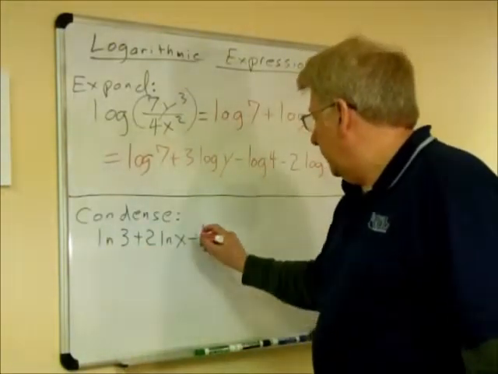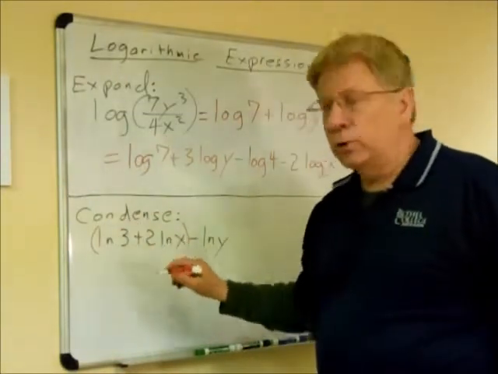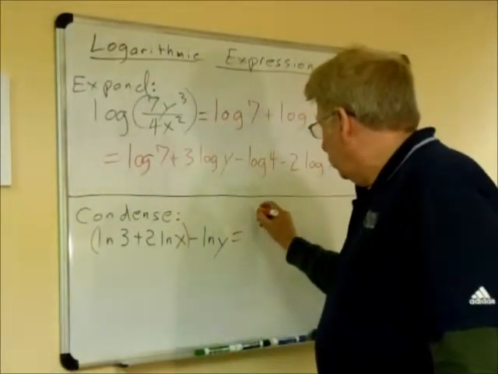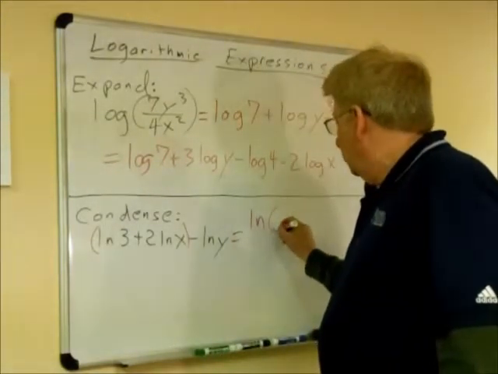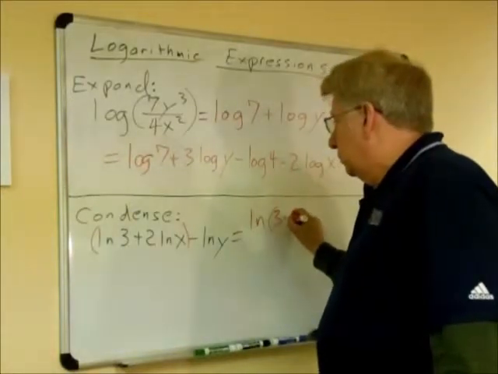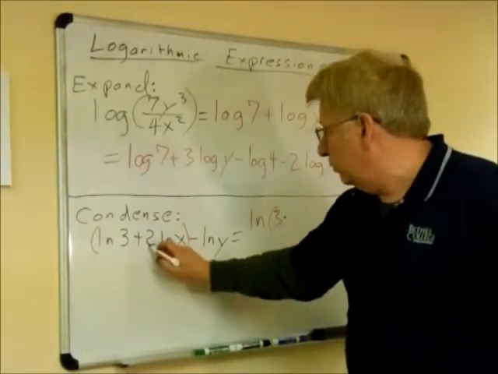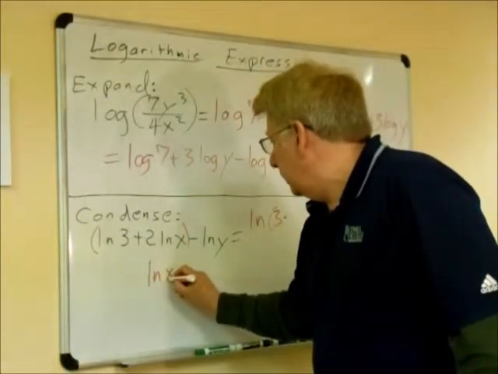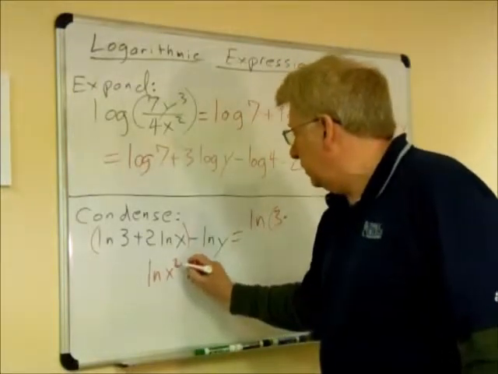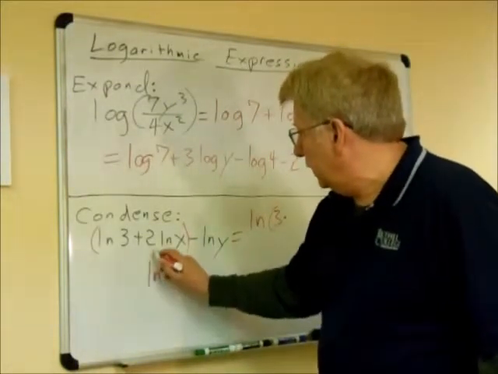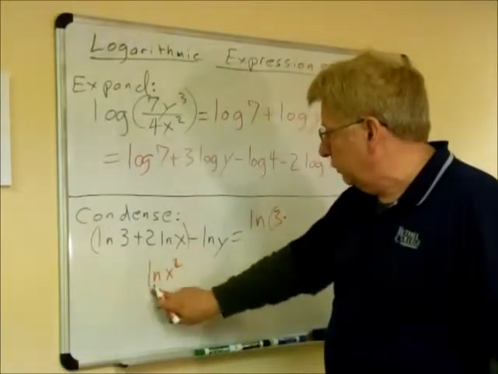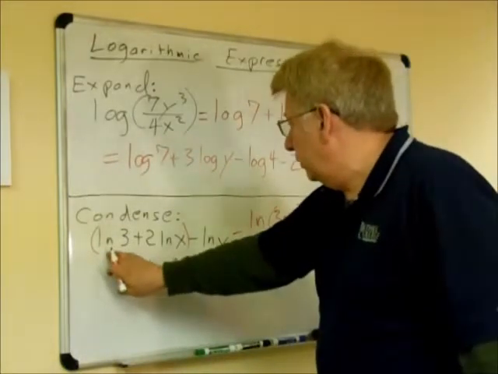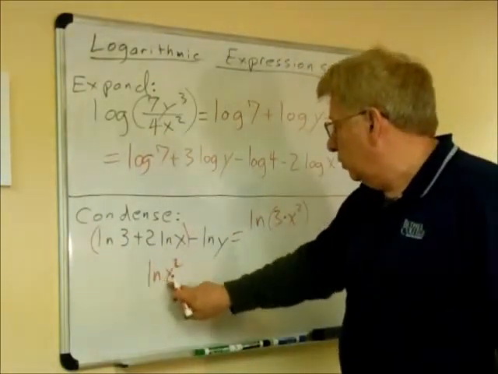Now to condense this, we're adding these two, so that becomes a product. And we're subtracting this, that becomes a denominator. So we have natural log of 3 times, well, in this part here, the 2 times log of x becomes log of x squared. Remember, when we expand it, the exponent goes on the outside. So going in the reverse direction, we have log of x squared. So we have the natural log of 3 plus the natural log of x squared.